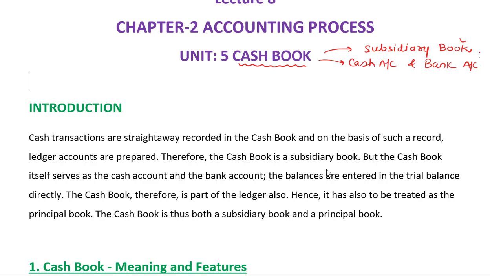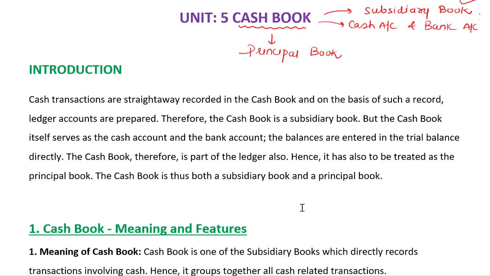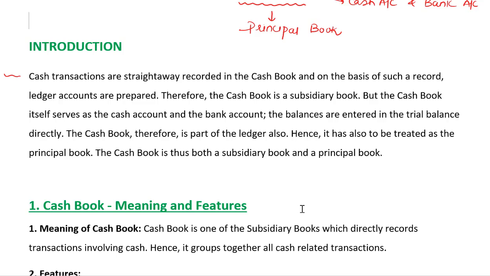So you had written over here that cash book is a subsidiary book. It is a replica of cash account and bank account. So instead of preparing cash account and bank account, if we are preparing cash book, that is okay. This cash book should also be treated as principal book. Let us read the text.